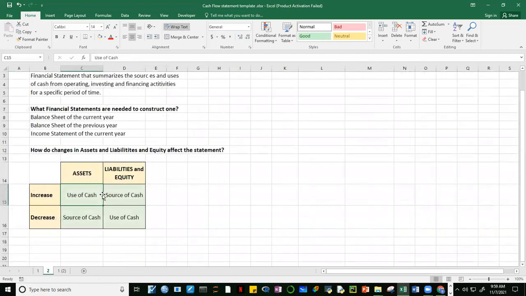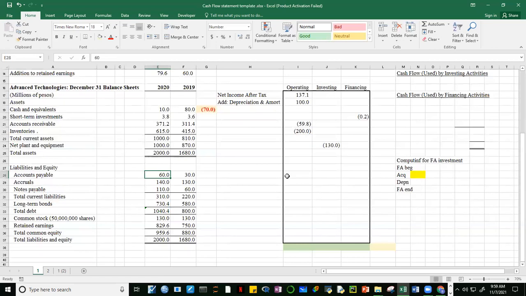And let's go back to our table here. When liabilities and equity increase, then it's a source of cash. Okay, therefore, we put it under operations, and this should be a positive difference because it's a source of cash. There, 30. In the same manner, accruals also increase from 130 to 140. Accruals will form part of operating activities also. So this is 140 minus 130. That gives us 10 under operations.